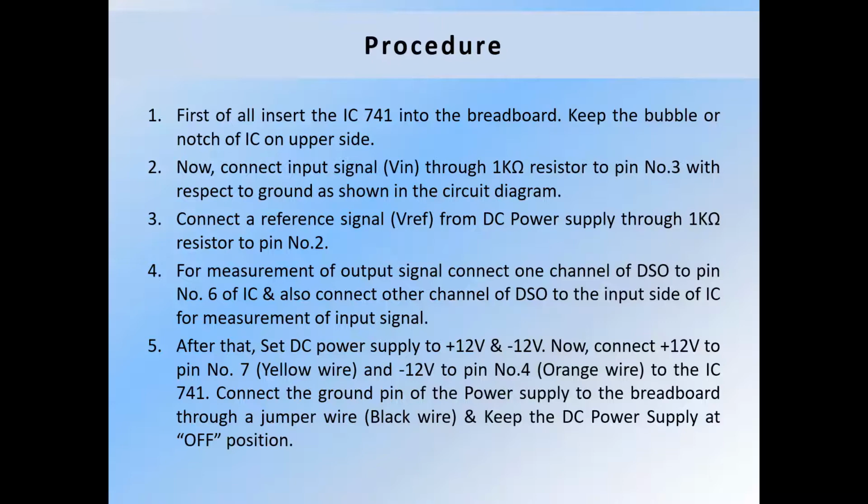For measurement of the output signal, connect one channel of the DSO to pin number 6 and also connect the other channel of the DSO to the input side of the IC for measurement of the input signal. After that, set the DC power supply to plus 12 volt and minus 12 volt. Now connect plus 12 volt to pin number 7 and minus 12 volt to pin number 4 of the IC as shown in the figure. Also connect the ground pin of the power supply to the breadboard through a jumper wire and keep the DC power supply in off position.